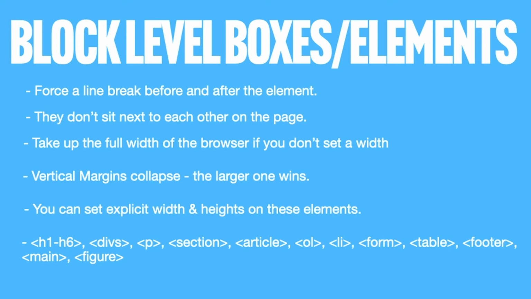So here's just a quick summary about what we know about block level elements. They force line breaks, they don't sit next to each other on a page, they take up the full width of the browser if you don't set a determined width, but you can set explicit width and heights on these elements, and as we've seen, their vertical margins collapse, and the larger of two margins will win. So if you have a top margin of 30 pixels and bottom margin of 20 pixels, the space between the two elements will not be 50 pixels, it'll be 30 pixels. And they're just some examples of default block level elements.